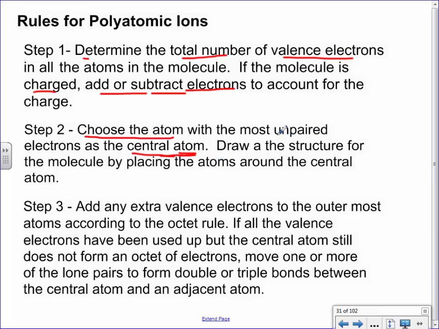It's supposed to be the one that has the most unpaired electrons, but I don't even use that when I describe this to kids. When you figure out which one the central atom is, it's usually the one that's by itself. For example, in NH4+, the N will be the central atom. If I give you CO3 2-, the C will be the central atom, just because it's the one that's kind of by itself. And then step 3, you're going to add valence electrons until you satisfy the octet rule. If you haven't used them all up properly, eventually you're going to use double and triple bonds. So let's just do an example.